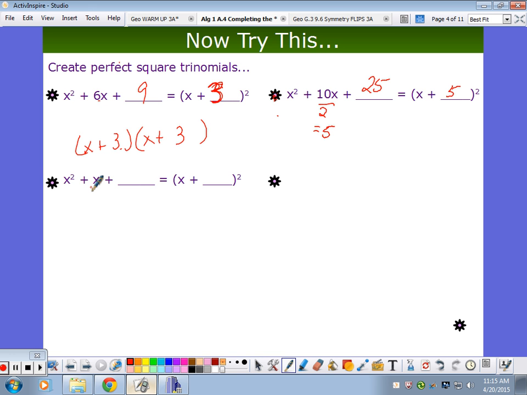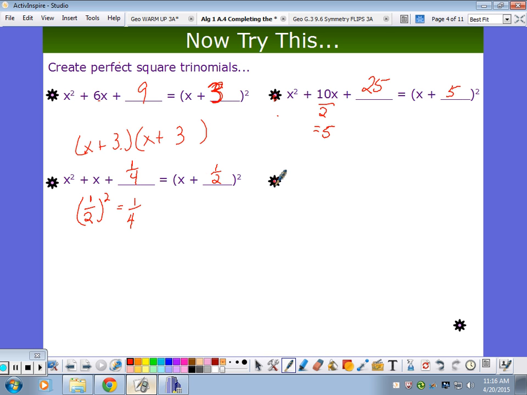X squared plus x. So let's think about what we did here. You took this, you divided by 2, and you squared it. So what's the number here? 1. Divided by 2, and square it, what do you get? 1 squared over 2 squared, which is 1/4. That goes here, this goes here, right? Because you said this number, divide that by 2, that's what goes here, and then square it, that's what goes here.